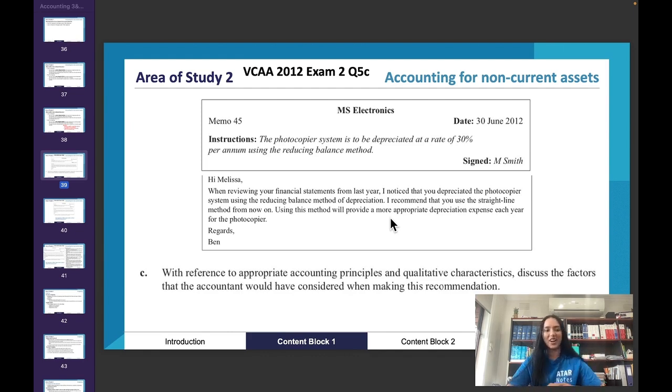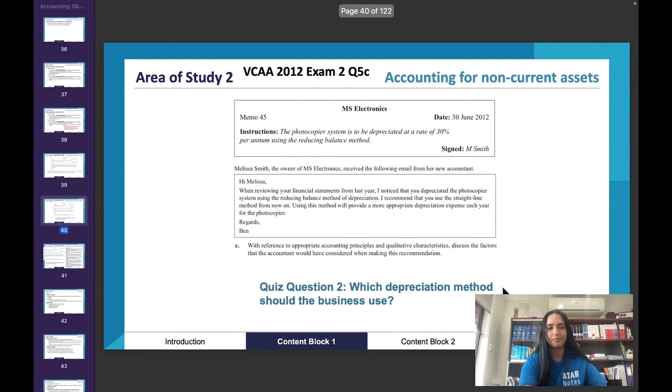And so this is a common theory question that you might be asked. It just says, with reference to the appropriate accounting principles and qualitative characteristics, discuss the factors that the accountant would have considered when making this recommendation. So, question 2, think about which depreciation method the business should use. And I'll give you a minute to think about it.